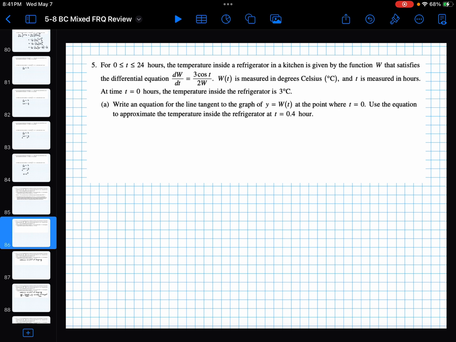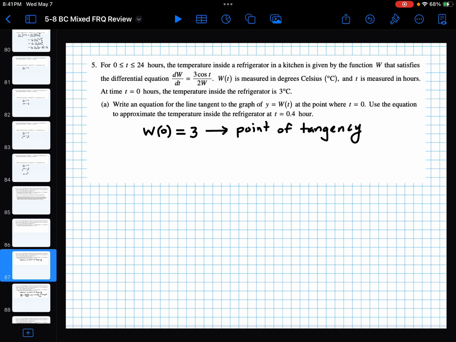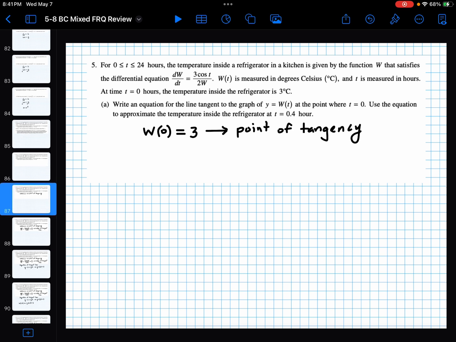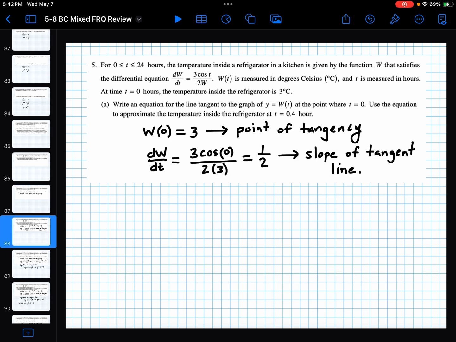The temperature inside the refrigerator is 3 degrees Celsius at this point. And then they want you to use the tangent line to approximate the temperature when t is 0.4. All right, so there's your initial condition, which is your point of tangency, (0, 3). The dW/dt, that's your derivative. They gave you what that was equal to. At t equals 0 and W equals 3, you get a value of 1/2. That's the slope of your tangent line.